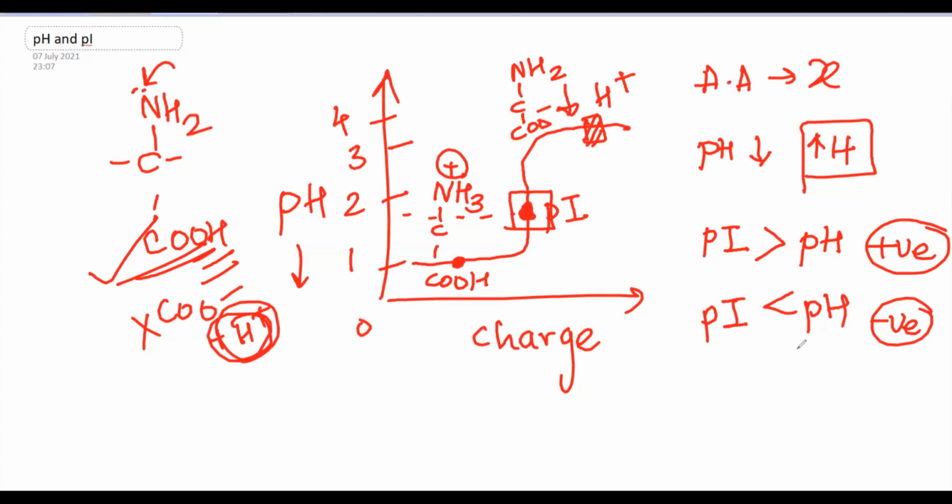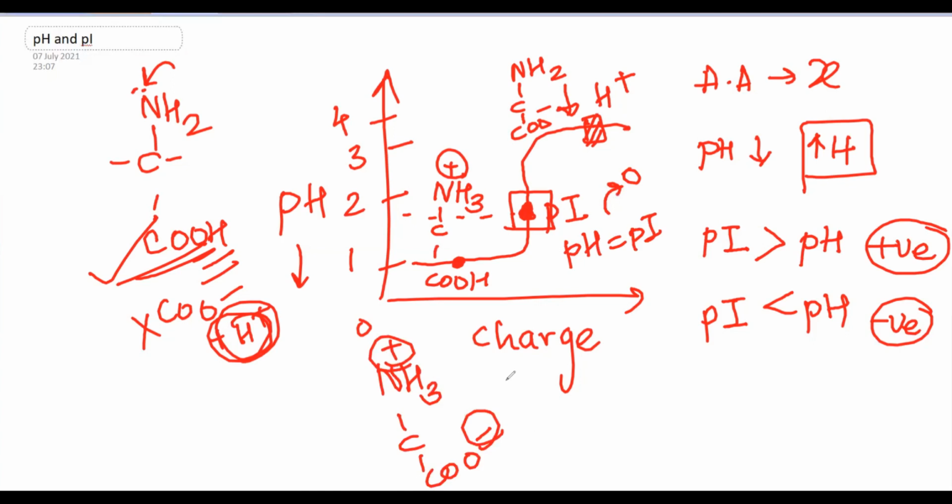Okay, so I hope this was clear. Just remember this thing. When pI is greater than pH, positive. Pi and pH, the relation, if pH is much greater, then negative. Then you'll say at pI, what will happen? So when the pH is equal to pI, the charge will be 0, right? Because there will be equivalent charges here. This will be plus, this will be minus. So when the pH equals pI, then the amino acid is uncharged. Okay, uncharged. Now, if you know this, you can solve any problem that we are going to discuss over here.